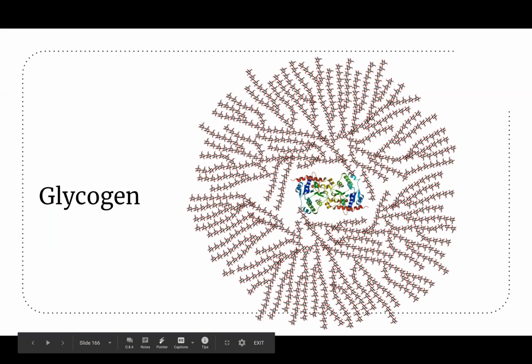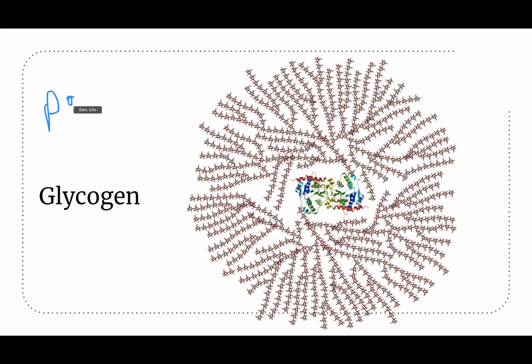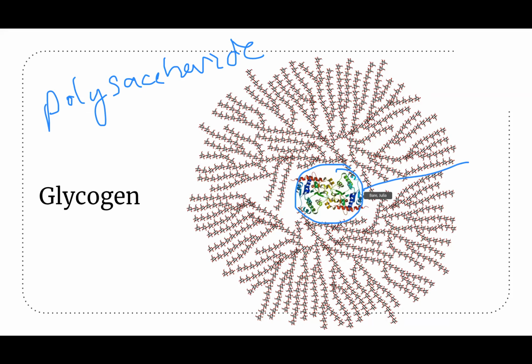Here's another example of a polysaccharide. So the first polysaccharide that we saw was starch on the last slide. This is another example of a polysaccharide, and this is the molecule glycogen. In the middle of this molecule, we have a protein, and this protein is essentially going to hold on to hundreds of glucose molecules.